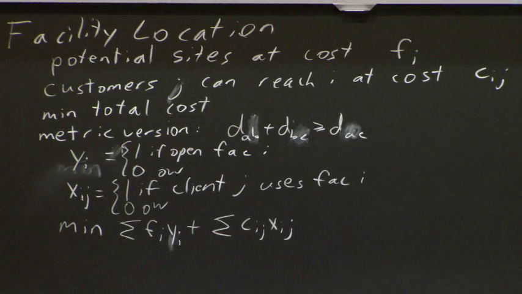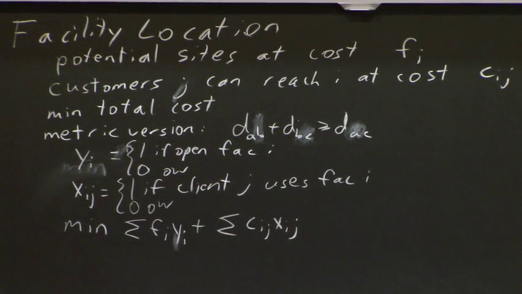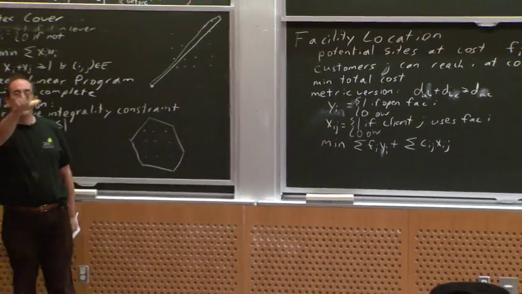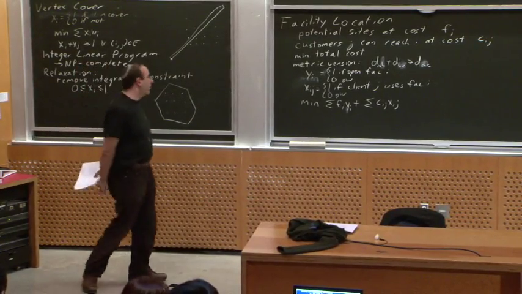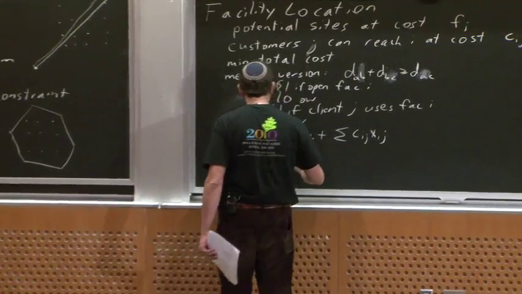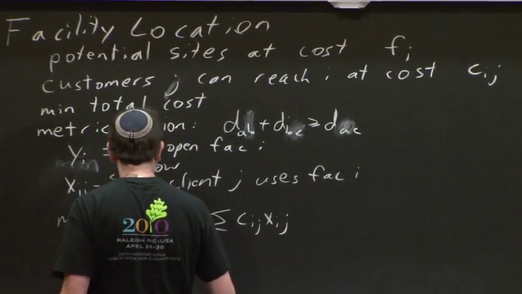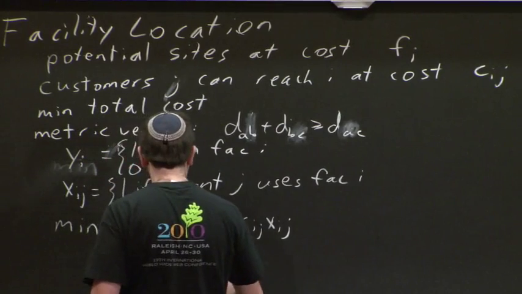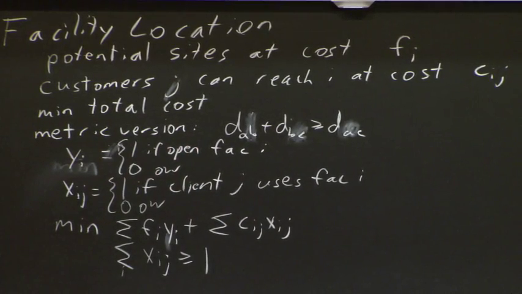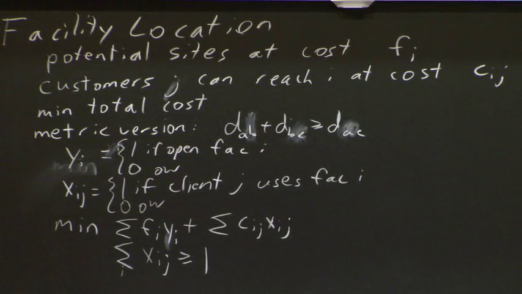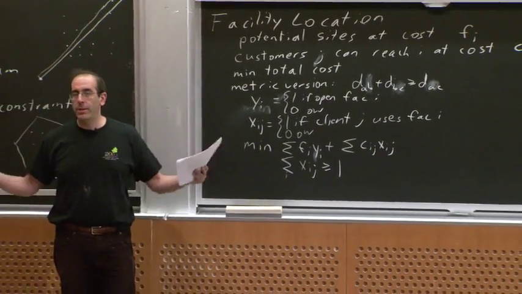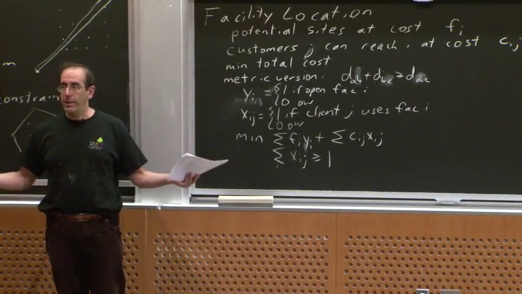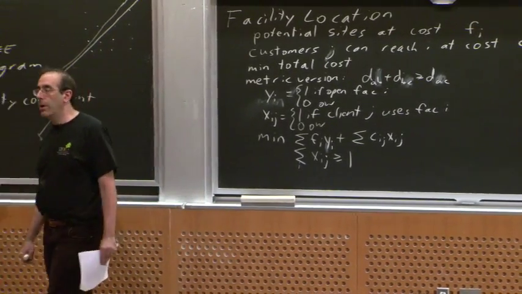Now, what are the constraints? Yes? Sum of xij over i for each j should be at least 1. Good. So one constraint, as we just said, is that every client has to be assigned to a facility. Right? So some xij has to be 1. And writing that in terms of lower bounds, some xij has to be 1 just says the sum of the xij's has to be at least 1.